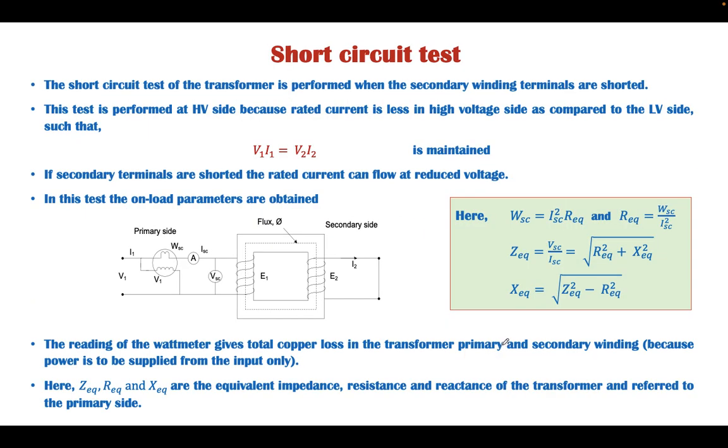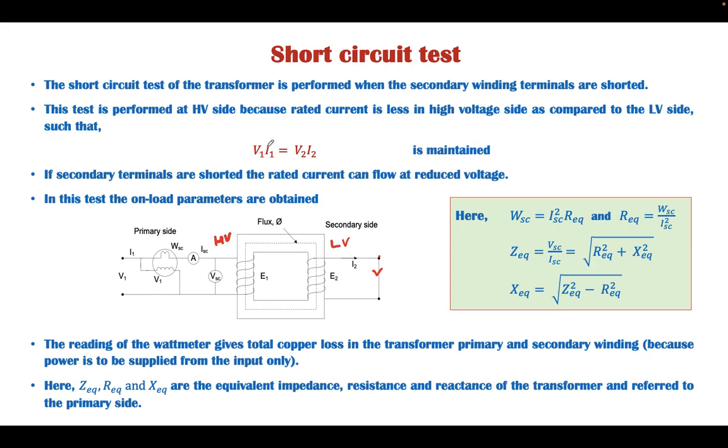Now, the short circuit test. The short circuit test of a transformer is performed when the secondary winding terminals are shorted. In this case, the terminals of the secondary winding are short circuited, and hence a very high current will flow through that winding. Therefore, this type of test is performed on the HV side, whereas the low voltage side is short circuited. Why do we need to do that?